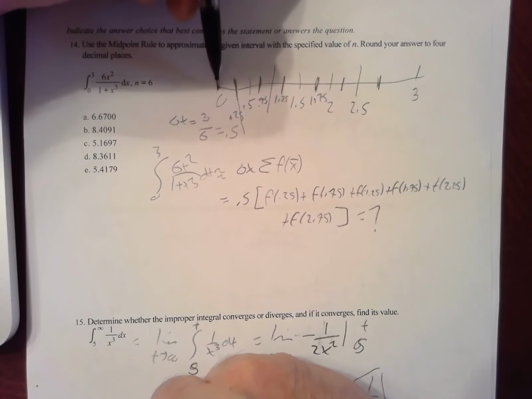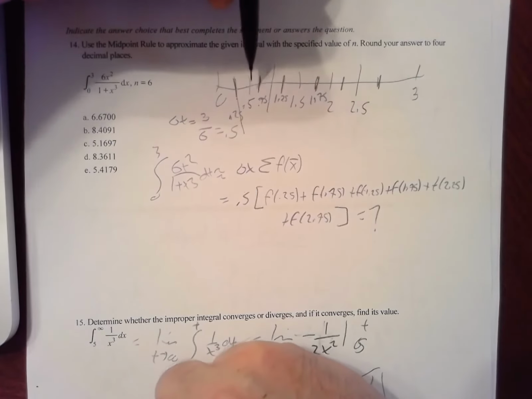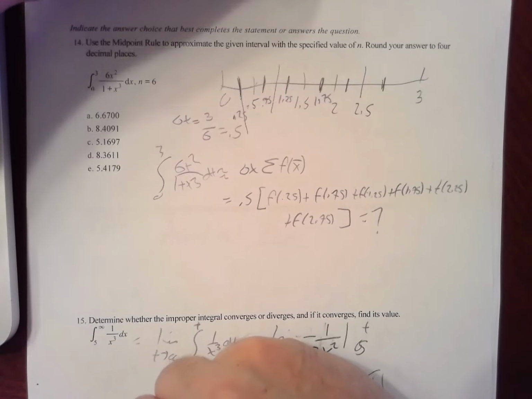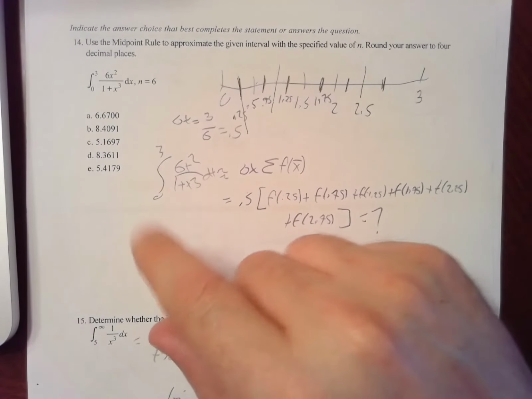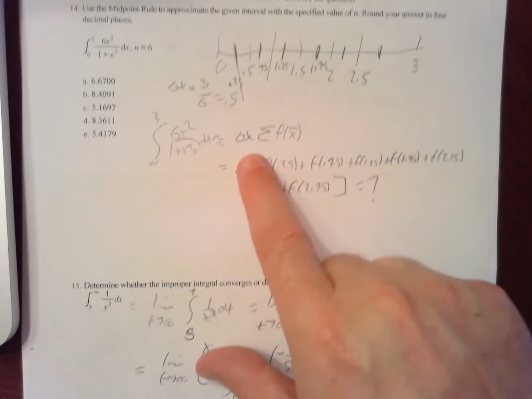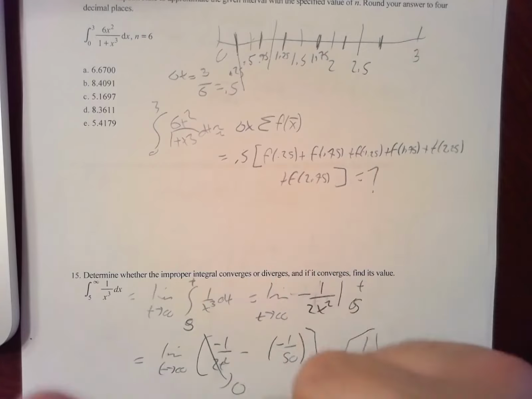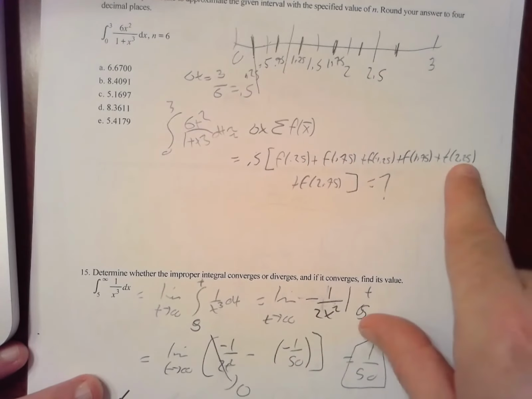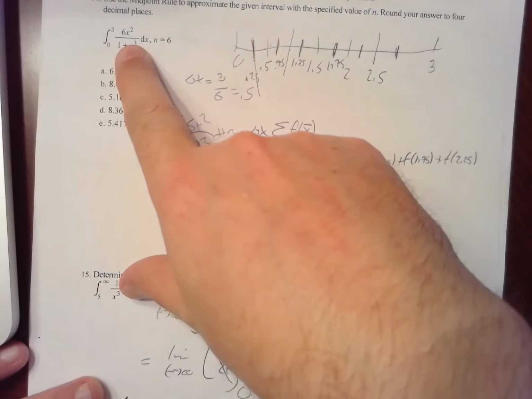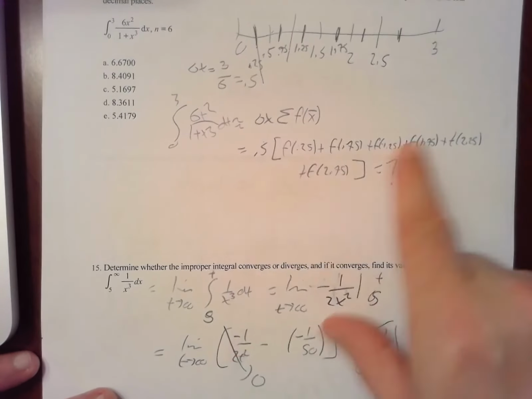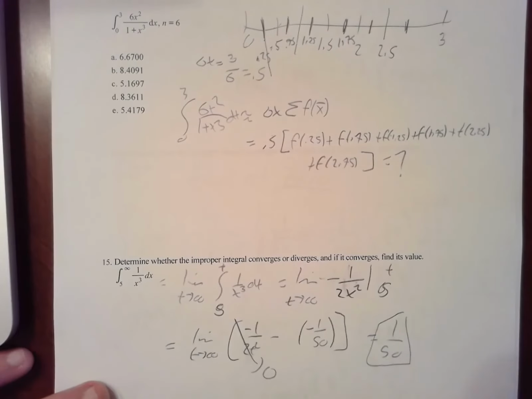So halfway between 0 and a half is a quarter. Halfway between 0.5 and 1 is 0.75. Halfway between 1 and 1.5 is 1.25, and so forth. And so our integral, or area, is approximately delta x times the sum of all those function values. And then again, just plug each of these values into that function right there. You can do that. Get all those nasty decimals, add it all up, multiply by a half. Done.